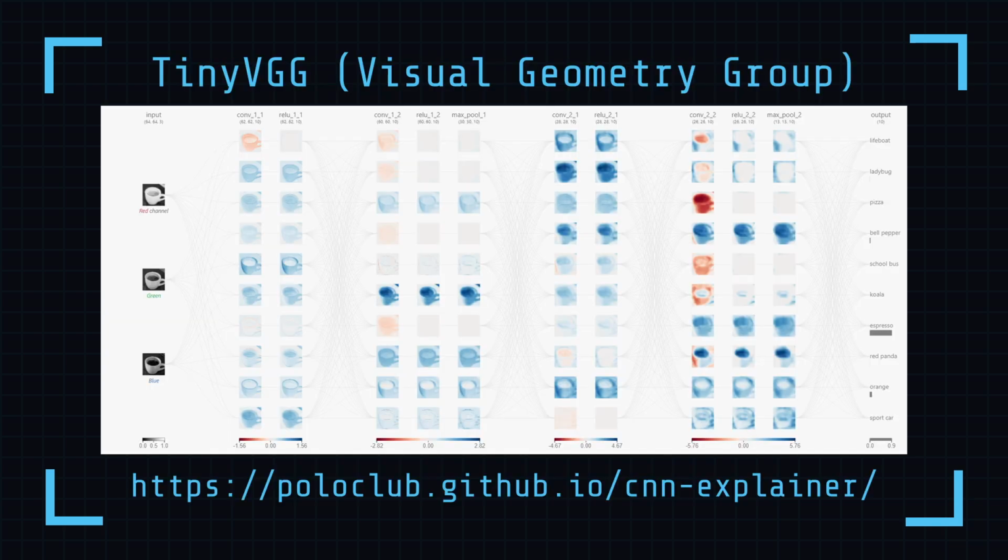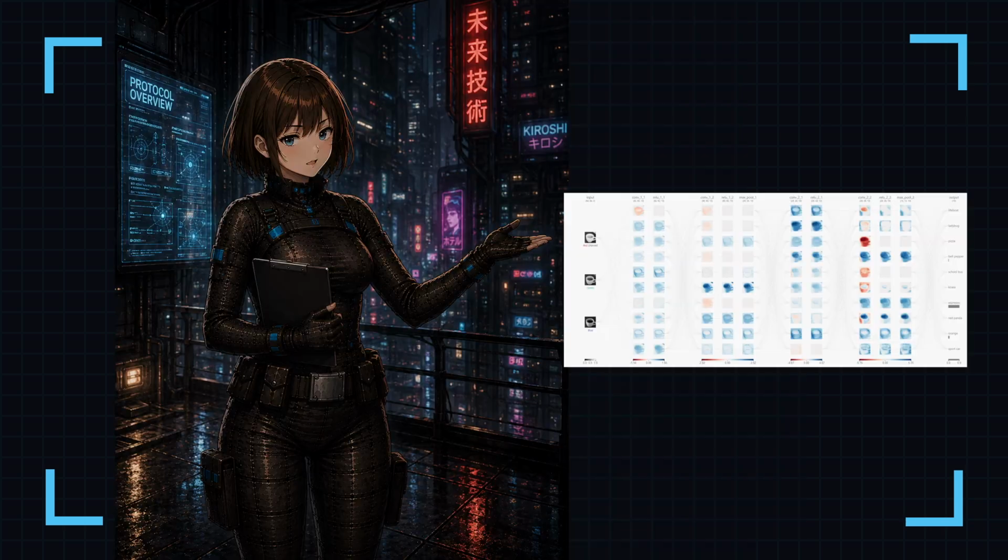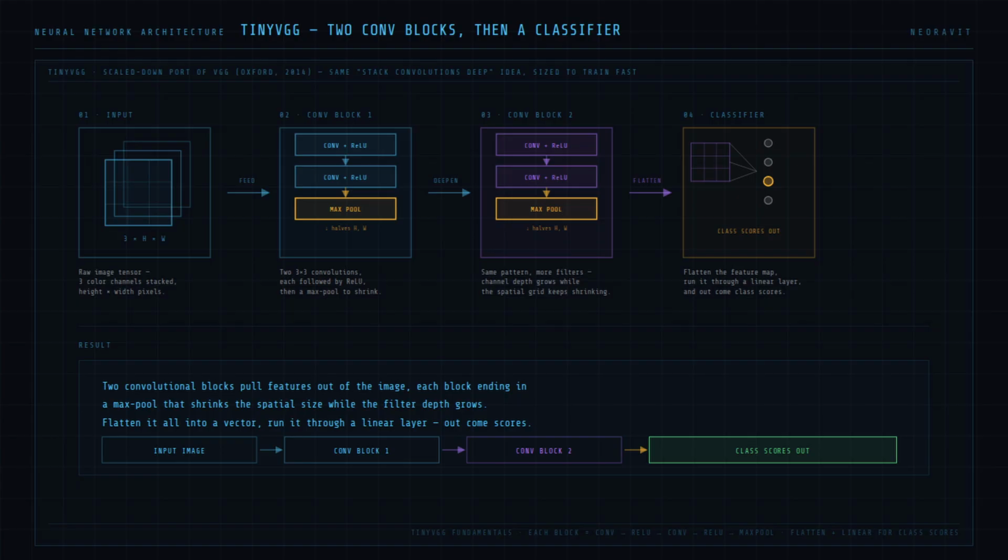VGG stands for Visual Geometry Group, which was a well-known CNN that came out of Oxford in 2014. The idea was basically just to stack convolutions as deep as possible and see how far that gets you. TinyVGG keeps the same structure but scaled way down, small enough to train quickly and easy to understand. The architecture is 2 convolutional blocks followed by a classifier. A block is just a named group of layers that do one conceptual job together, and here the block runs 2 convolutions, applies a ReLU after each one, and then finishes with a max pooling layer.